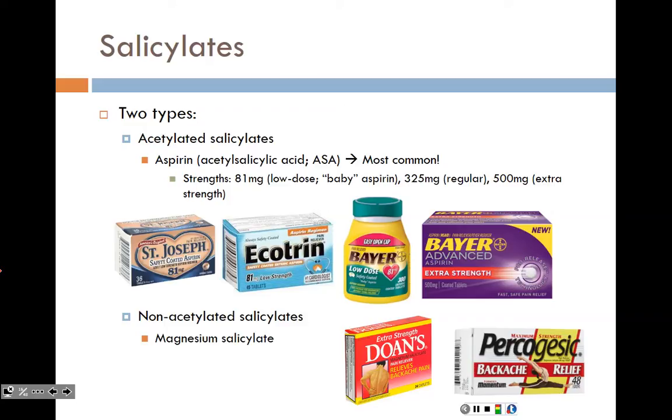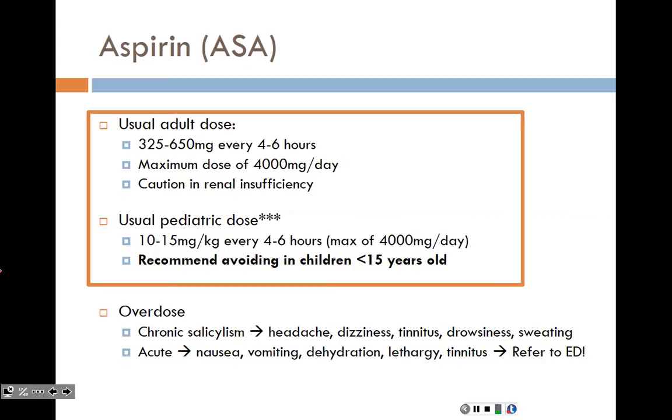There's another type of salicylate. We're not going to talk about magnesium salicylate too much just because it's not very common, but that's in things like Doan's and Percogesic. So these are the brand names here. And you'll commonly hear the term baby aspirin, and that's going to refer to 81 milligram aspirin, just in case anybody's unclear on that. Anything that's in the boxes I want you to know.